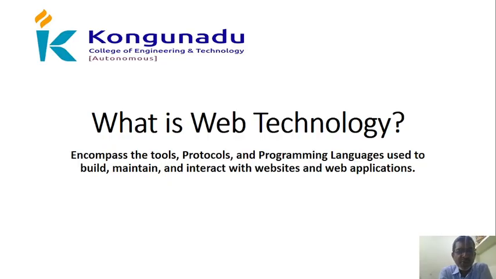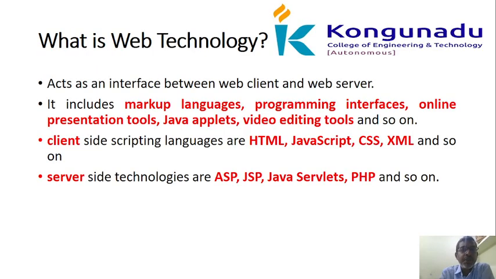So first we are going to see what is meant by web technology. What is the definition? It encompasses the tools. There are a lot of tools to prepare websites, including tools, protocols, a set of rules and regulations, and some programming languages used to build websites and web pages, and also to maintain the particular page and interact with the particular website. Everything, the tools and technologies, is encompassed in a single frame, which we call web technology. It acts as an interface between the client and the server.